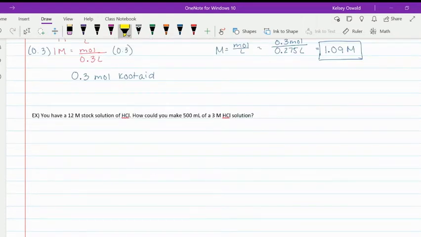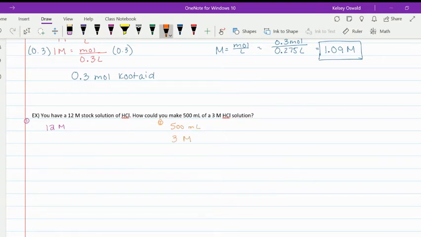This is going to be the type of example you'll actually use in a chemistry lab. This is something I do all the time when we're doing labs and we need to make solutions in order to use for those labs. So let's say in the back storeroom, we have a 12 molar stock solution of HCl. So we have a solution with a molarity of 12. We want to make 500 milliliters of a 3 molar solution.